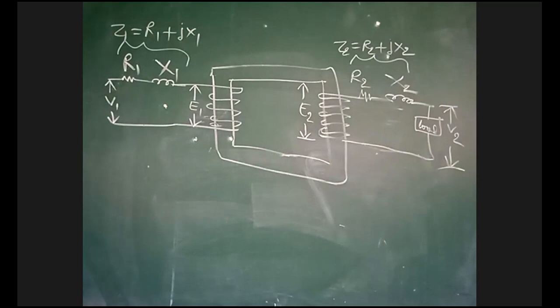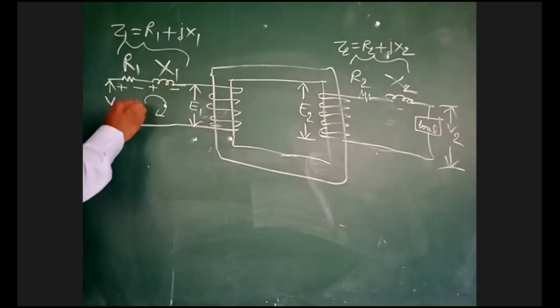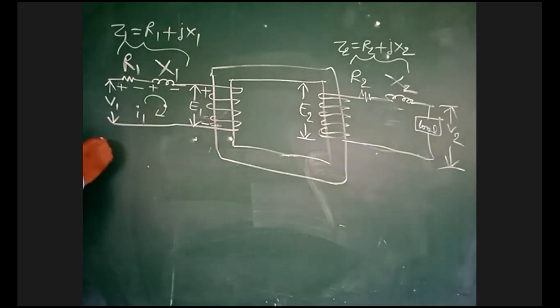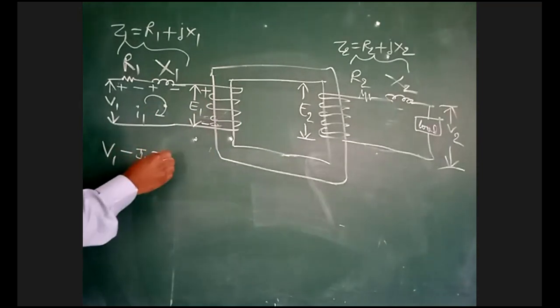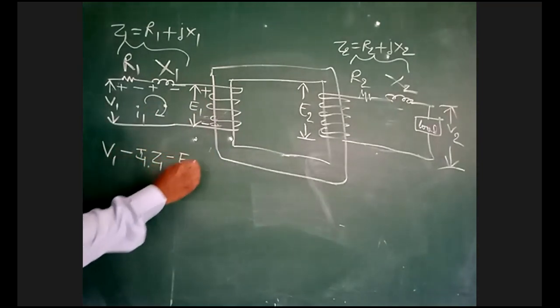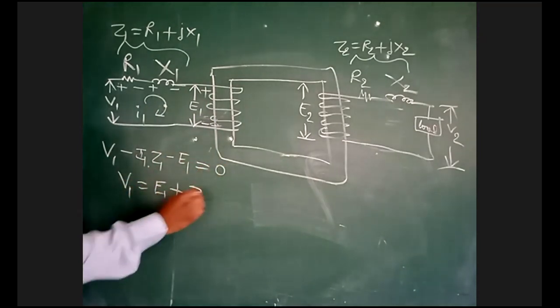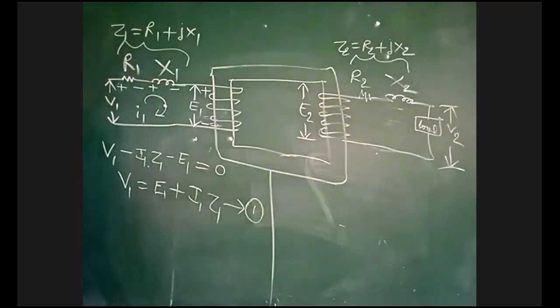Okay. Now here I will write the loop equation. So in the direction of current I can take plus and minus. Let us take I1 is the current here. Plus minus. Apply the loop equation. V1 minus I1 into Z1 minus E1 is equal to 0. V1 is equal to E1 plus I1 Z1. Let it be equation 1.